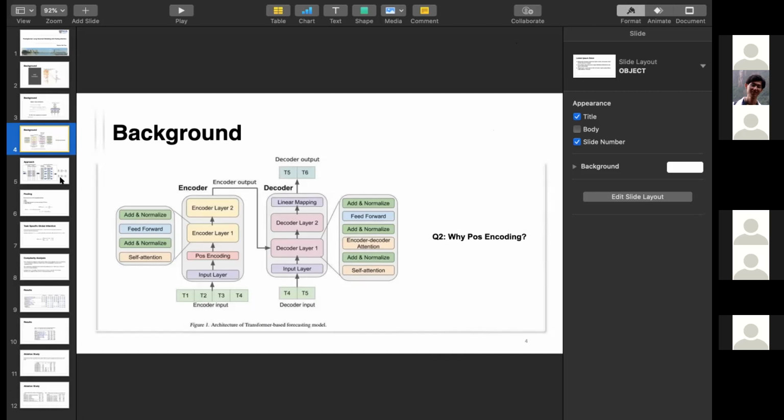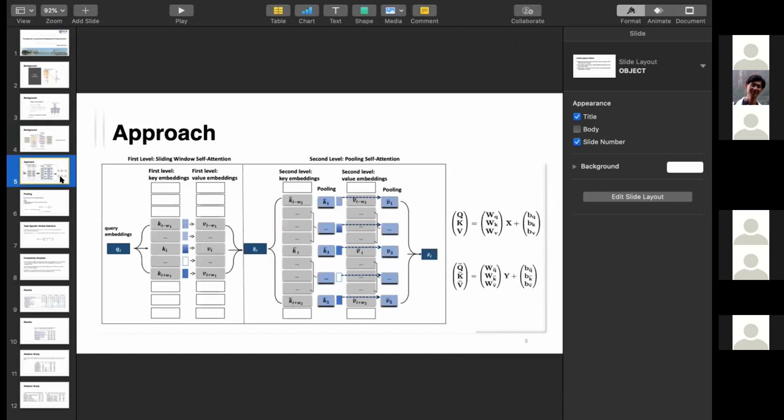Okay, let's proceed. Here we come to this paper, which, as you may have just mentioned, was actually published in ICML this year, right?